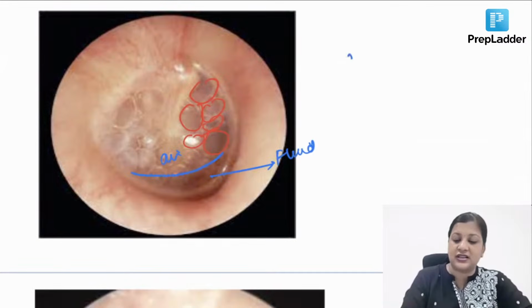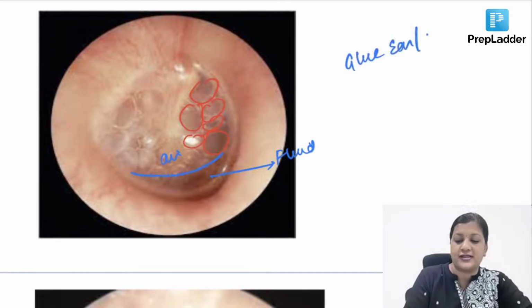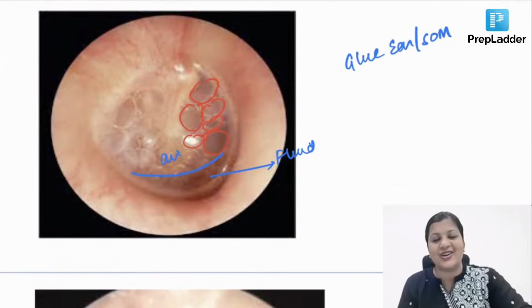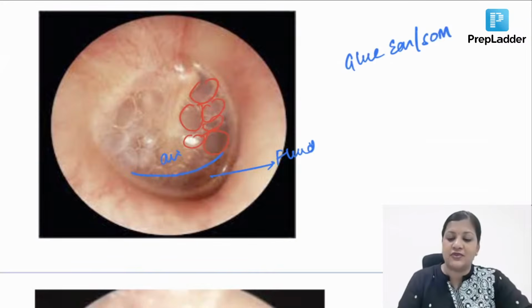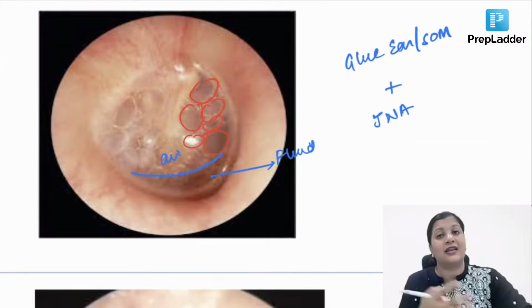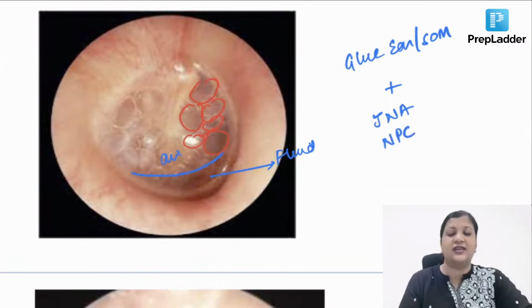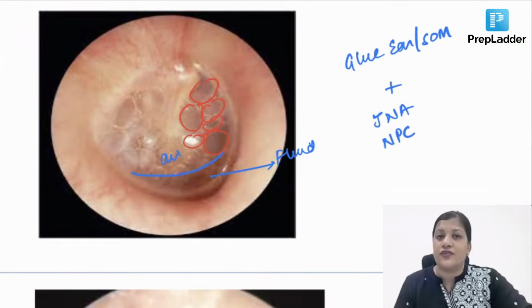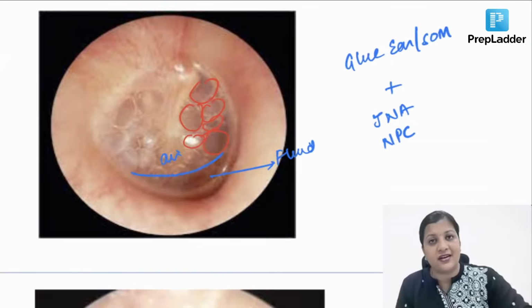Yes, very good. This is nothing but glue ear, also called serous otitis media, also called secretory otitis media, also called otitis media with effusion. Now they can club this glue ear with a JNA question and ask you about unilateral SOM in a juvenile age group with epistaxis. They can ask you a question on NPC, where a patient has nasopharyngeal cancer, weight loss, history of smoking, and now presents with unilateral hearing loss and a dull tympanic membrane with air fluid level. You should get to the diagnosis of NPC.